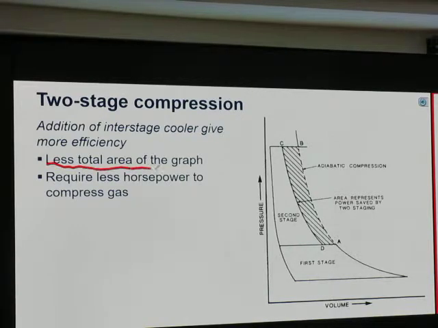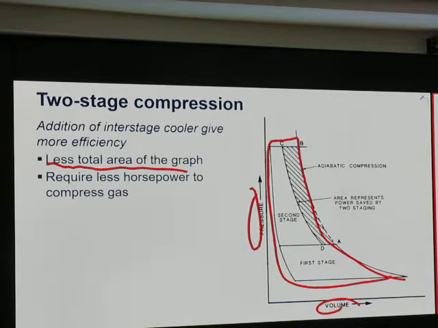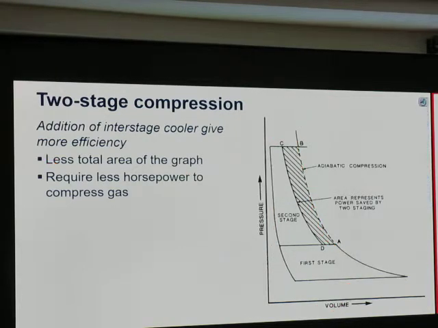You see this? I put the less total area under the graph. I have pressure and volume. The area under the graph represents the horsepower or energy required to do the compression. So if I don't cool it down, the area looks like that. If I cool it down, you look at A to D. What happens between A and D?